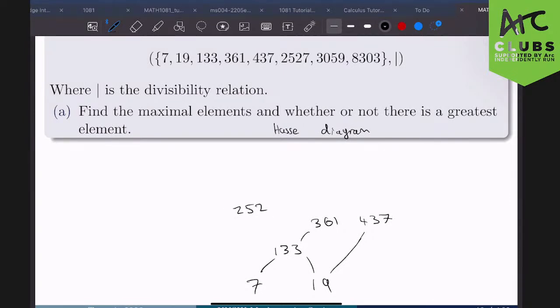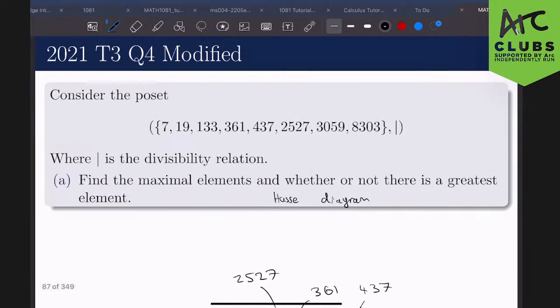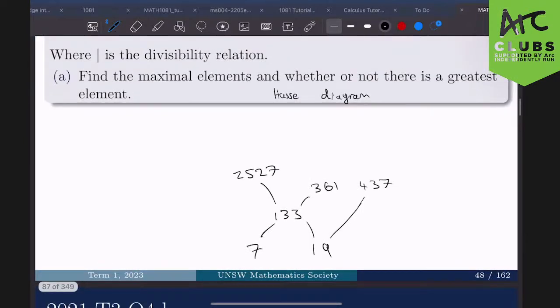Right, so I've come across my first term. When you're drawing these, it is a partial order, so that means that it is transitive. So you don't have to draw the lines between 7 and 2527, because it's already transitive and you're already passing through 133. So, yep.